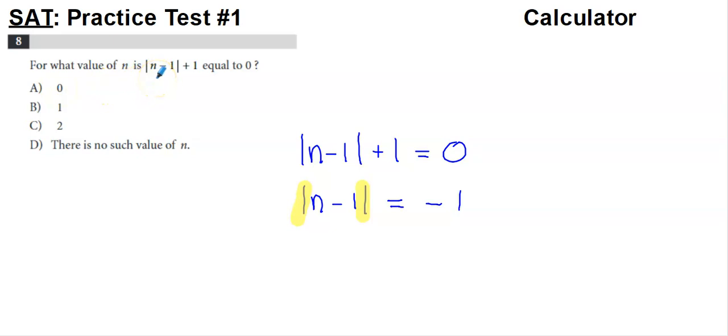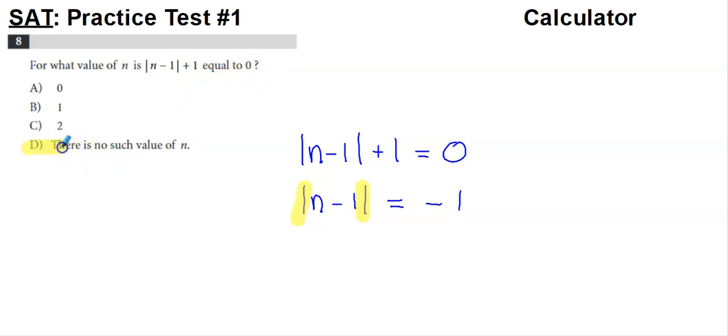but as long as you're careful and you remember that absolute values are going to take whatever's inside of them and specify how far it is from 0 and always return a positive answer, this is always going to be 0 or above, and I'm adding 1 to something that's already at 0 or above, there's no way that I can have this expression equal 0.